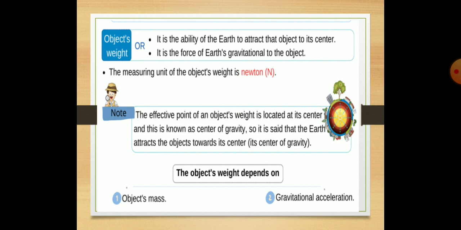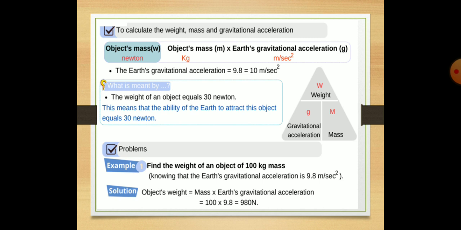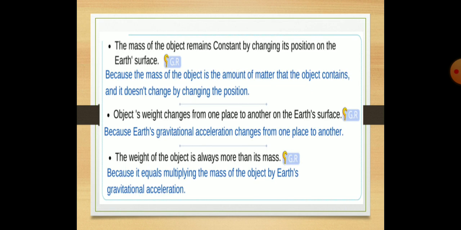And the object's weight depends on two things. Number one, the object's mass, and number two, the gravitational acceleration. So the object's weight equals mass times acceleration due to gravity. And what is meant by the weight of an object equals 30 Newton? This means that the ability of the Earth to attract this object equals 30 Newton.